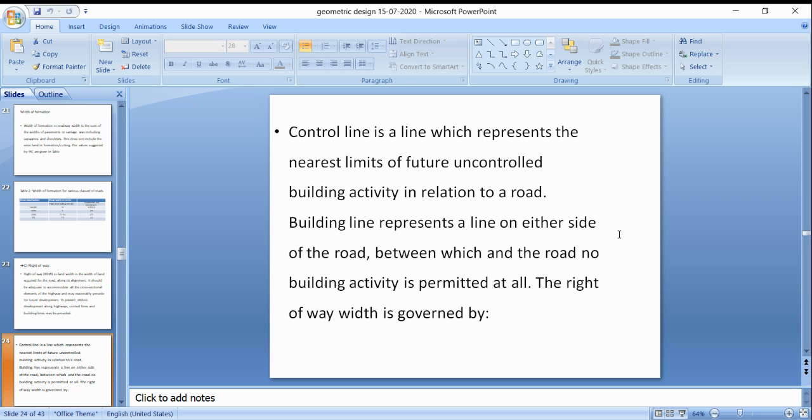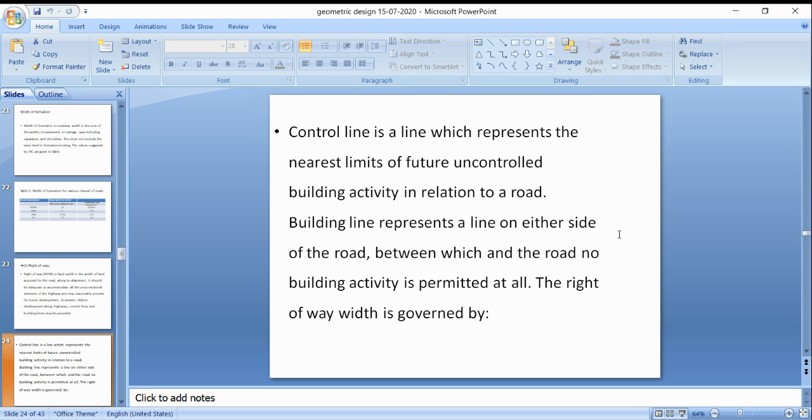Limitations or nearest limits of future control should be prepared. And a building line represents a line on either side of the road between which and the road no building activity is permitted at all. So the right of way is governed by this. What we are seeing is that for future expansion we are saving the property, saving the property for future expansion of the road.